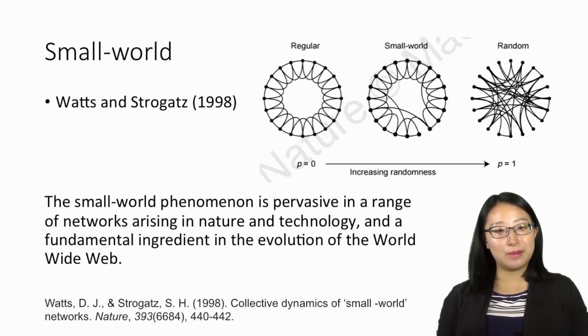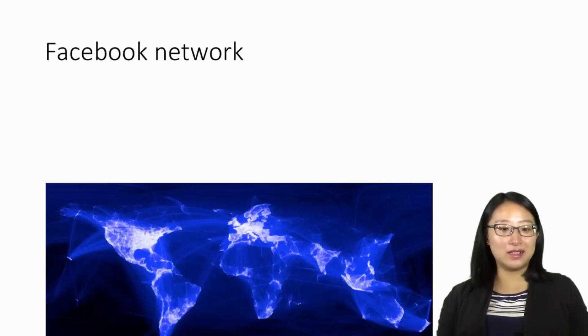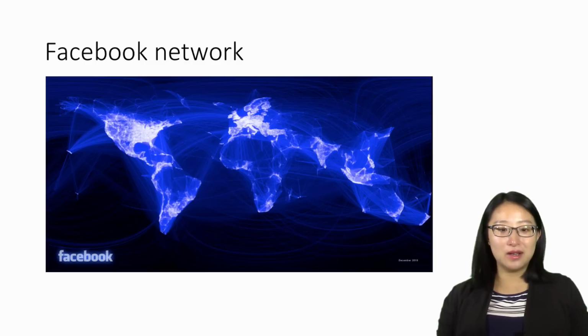If you were to replicate Milgram's experiment, or use other methods like email or social media to spread the postcard, what degree of separation will you find? Looking at this global Facebook network, what is the degree of separation? Do you think it will still be 6?